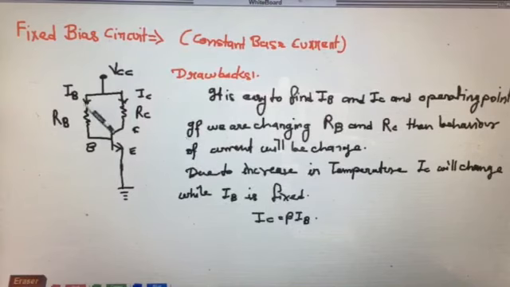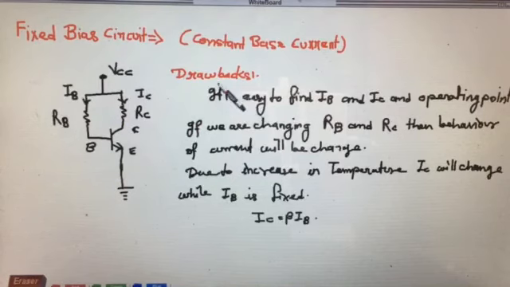So this is a fixed bias circuit in which we first found the base current and then the collector current. It is known as a constant base current circuit because we used a fixed value of resistance at the base and the potential across base and emitter was constant, that is 0.7 volt for silicon and 0.3 volt for germanium. So IB was equal to VCC upon RB. We neglected the VBE and then found the collector current.